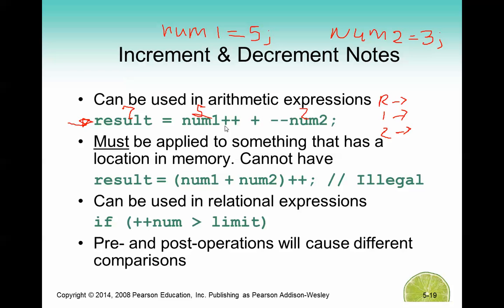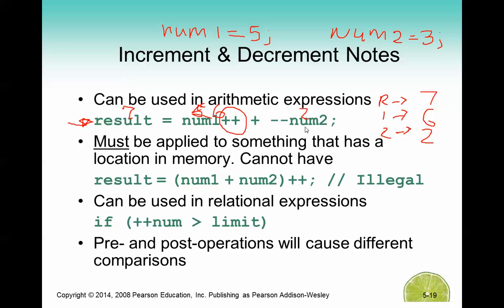But this one is still pending, right? Because I didn't finish this part. I just used the old one. So this is going to change to a 6. So result is going to have a 7. Num1 is going to have a 6. And num2 is going to have a 2. Do you see how it makes a difference?